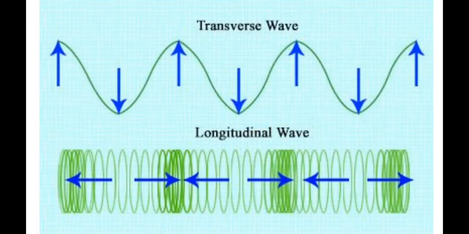We can distinguish transverse waves and longitudinal waves. In transverse waves, particles of the medium move in the direction that is perpendicular to the surface, perpendicular to the direction of wave propagation. In a longitudinal wave, particles are displaced in the direction of the wave propagation or the opposite direction.